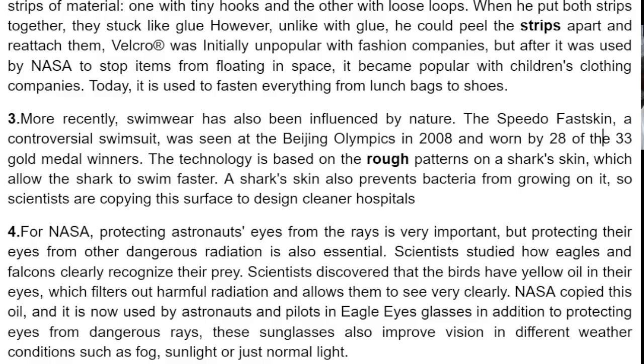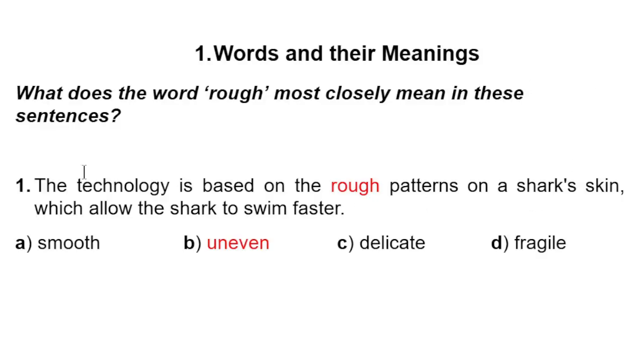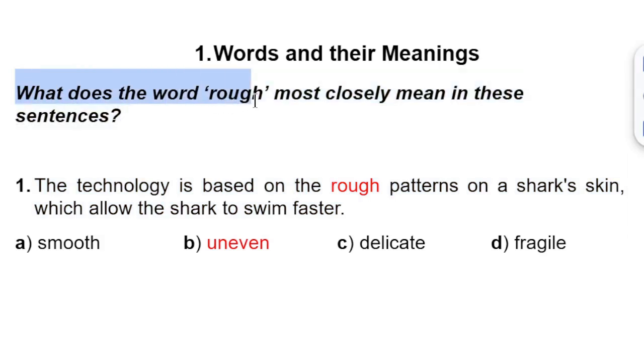In paragraph 3 of our reading, we have the sentence, the technology is based on rough patterns of the shark's skin, which allow the shark to swim faster. Going back to our question, what does the word rough most closely mean in these sentences? The question asks for a synonym, a word which has the same meaning.